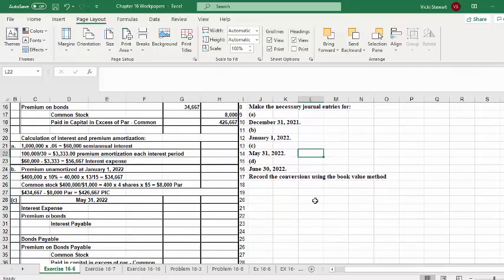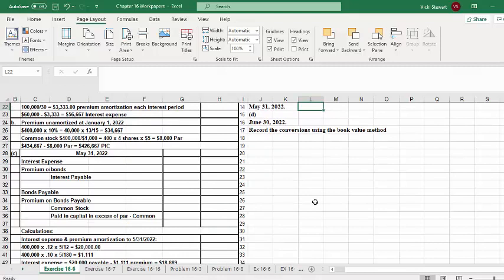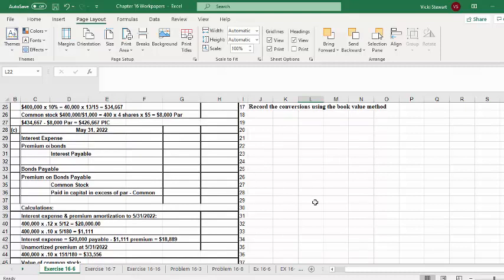But we will have to amortize the premium and accrue the interest payable and the interest expense for the $400,000 bonds that are going to be converted so that we can get the appropriate book value. So first we'll determine the amount that we would actually be paying on the $400,000 of bonds. It's been 5 months since the last semi-annual interest payment date, which we recorded at the end of December 2021.